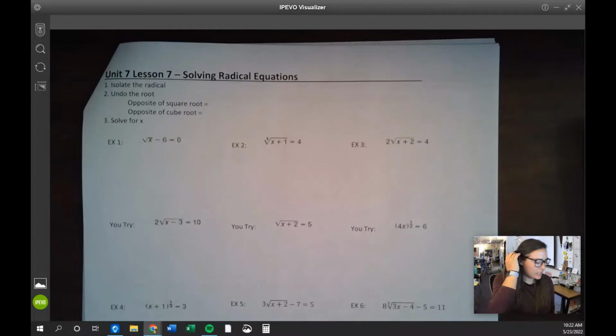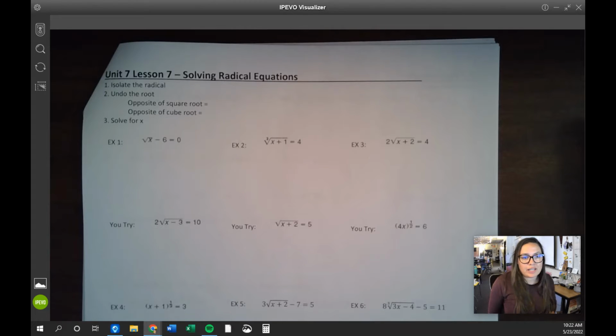All right, we're going to get started with the final lesson of Unit 7, which is Lesson 7. And for this lesson, we are going to be solving equations. So we're solving for x. Your final result should be x equals something.